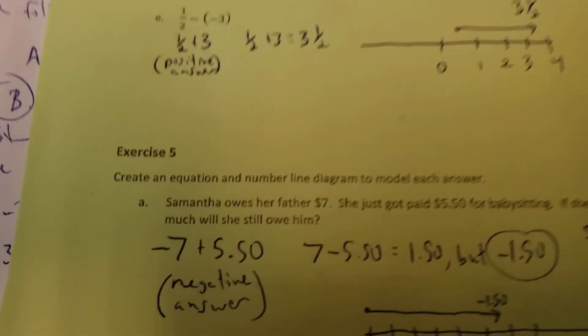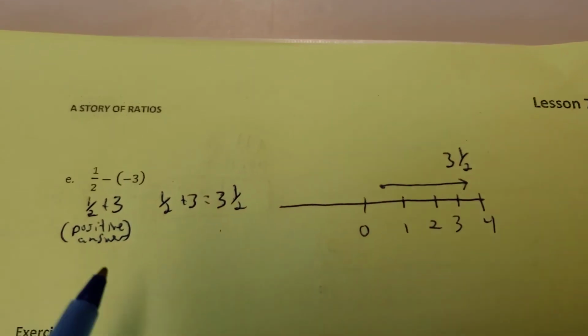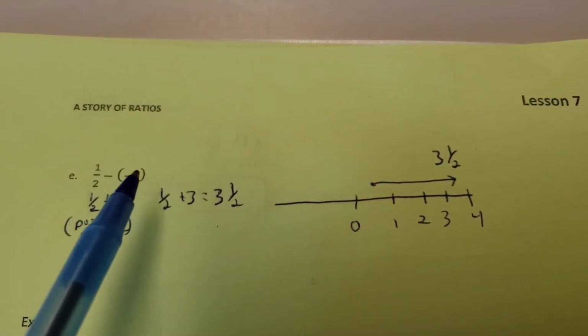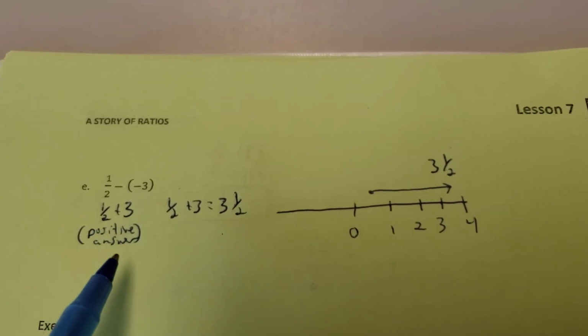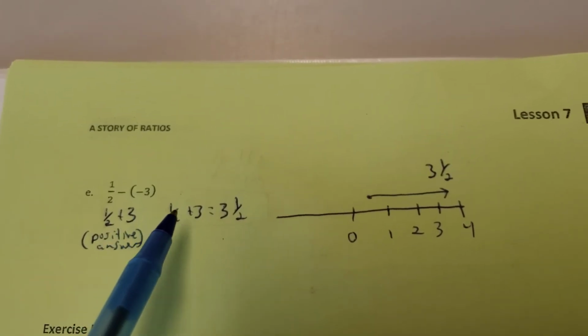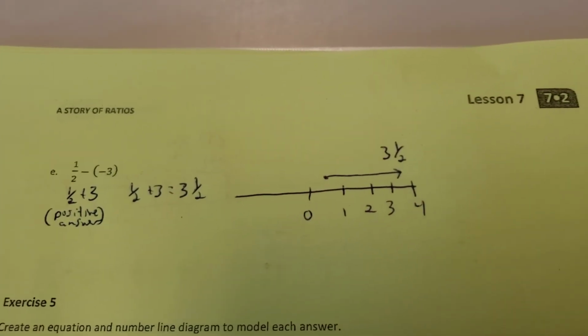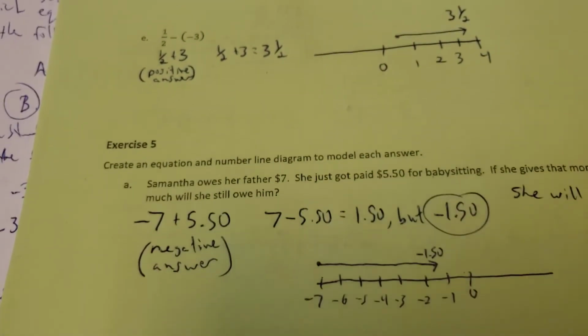All right, one more of these types of basic problems. Now 1/2 minus -3, I'm going to turn it to adding the opposite. 1/2 plus 3, well, they're both positive, so of course it's going to be a positive answer. And 1/2 plus 3 is 3.5. You see the number line as well.